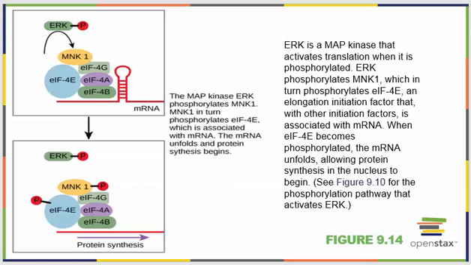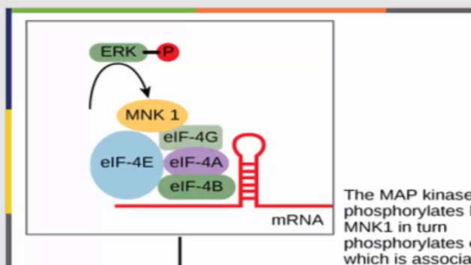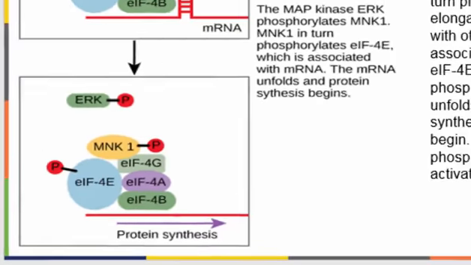Gene expression is the regulation of transcription of RNA or the regulation of translation from mRNA into proteins. There are numerous examples of signaling pathways altering gene expression, and one pathway is seen here, and it involves some players that we've met before. ERK is a MAP kinase that activates translation when it's phosphorylated. ERK phosphorylates something known as MNK1, which in turn phosphorylates something else, which is actually an initiation factor. The initiation factor is associated with mRNA, and it allows mRNA to unfold and begin the process of protein synthesis.